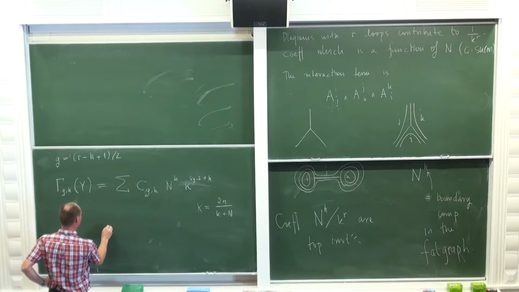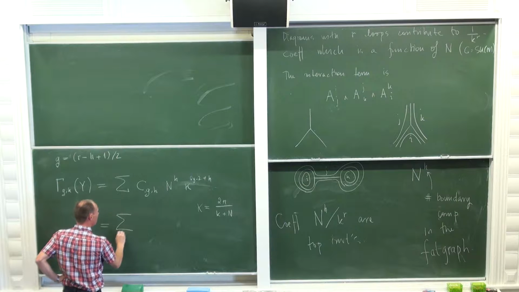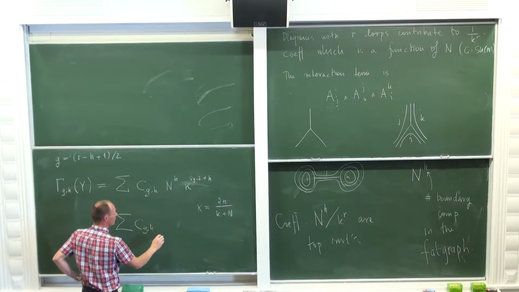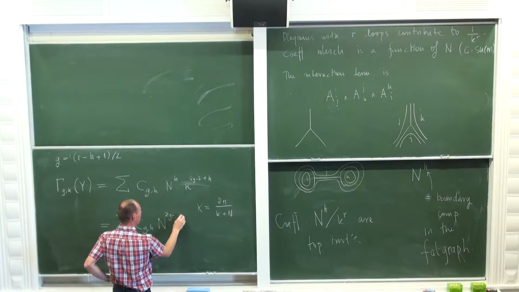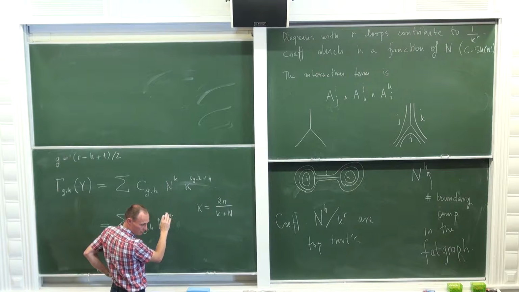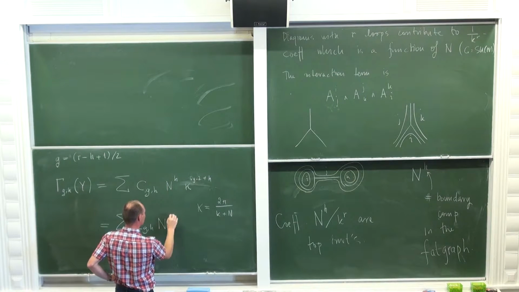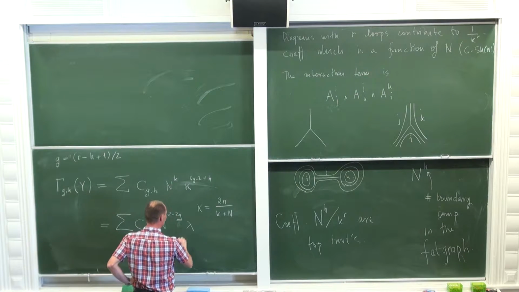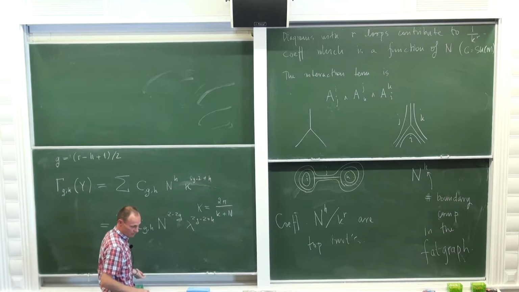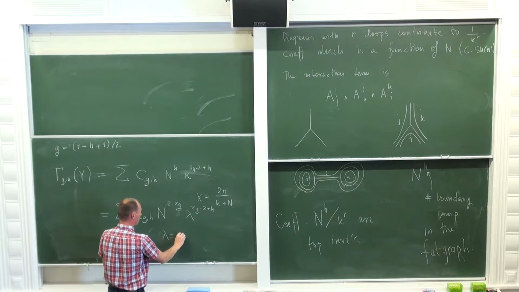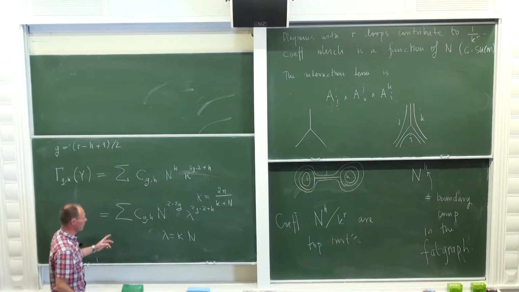And we rewrite it further. So I'm still going to stop these exercises, but not quite yet. Lambda to the 2g minus 2 plus h, where lambda is slightly different, so lambda is equal to kappa times N. So this is the end of this.